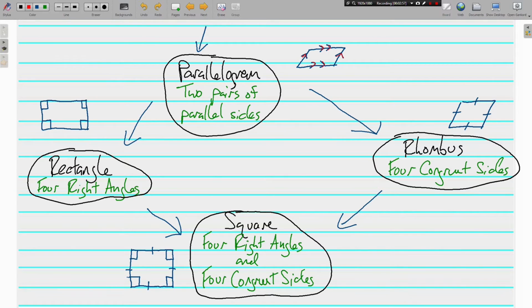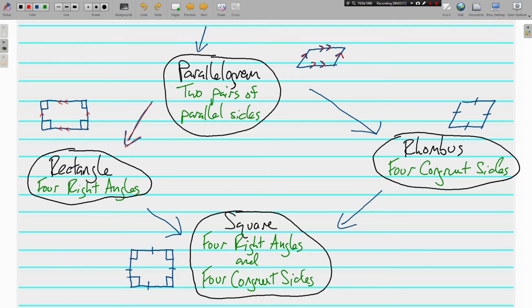Now from parallelograms, we go two different ways. If we go over here to the left, we have rectangles. Rectangles are parallelograms. The left and the right side of this rectangle I've drawn are parallel, as are the top and the bottom. Rectangles are parallelograms, but what makes something a rectangle, it's not that it's longer. It's that it has four right angles. If I asked you what a rectangle was, you wouldn't say, well, it's a long square. You tell me that a rectangle is a figure that has four right angles. And if it has four right angles, that means it's also a parallelogram.